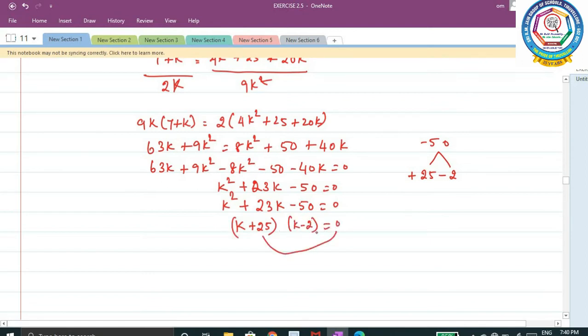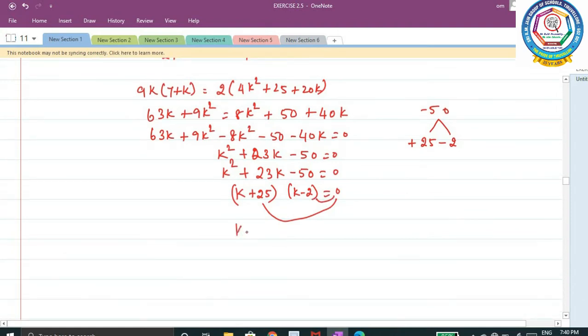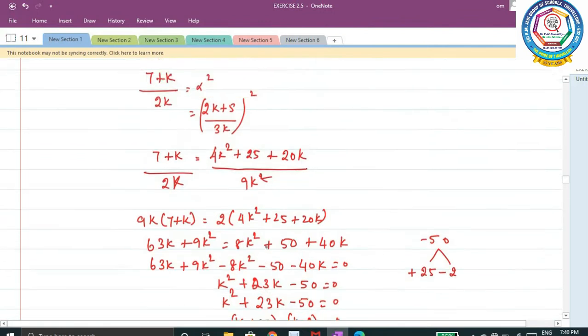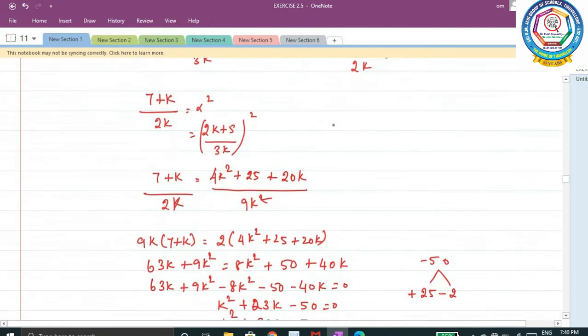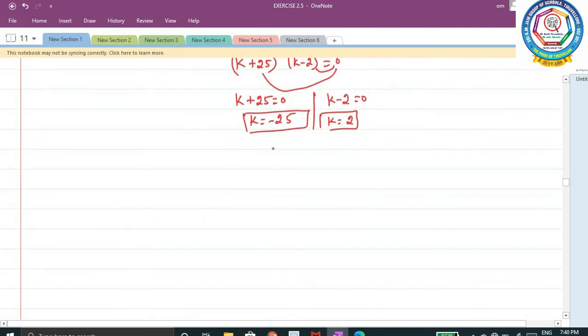So we have to equate these two factors separately. So k plus 25 equals 0, k is equal to minus 25. Then k minus 2 equals 0, then k is equal to 2. So what we have to prove? Show that k is equal to 2 or minus 25. So k is equal to 2 or minus 25, we proved.